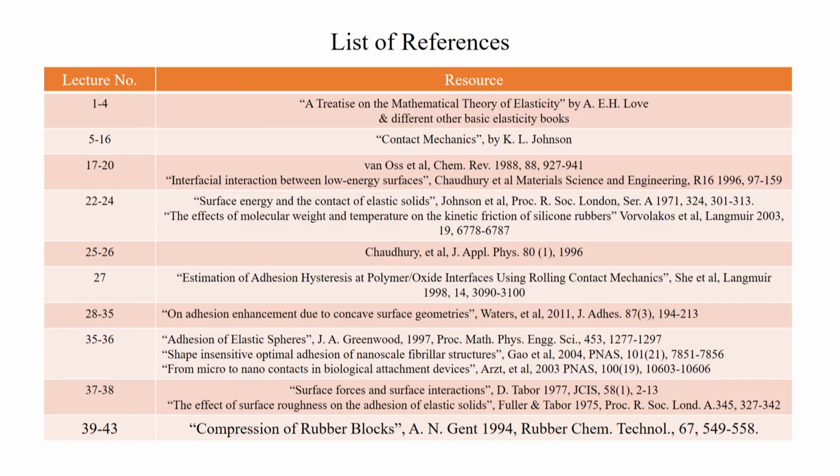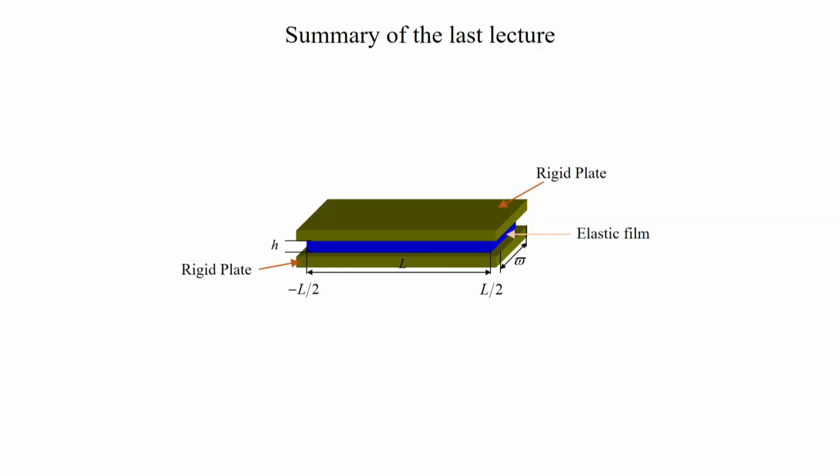We are at lecture 43 today and we are discussing a sandwich layer of elastic adhesive between two parallel plates. And here are the references, and this is the geometry that we are discussing, in which there is this elastic film which is bonded to this rigid substrate and it is being pressed or pulled off from the top by a rigid plate which is in contact.